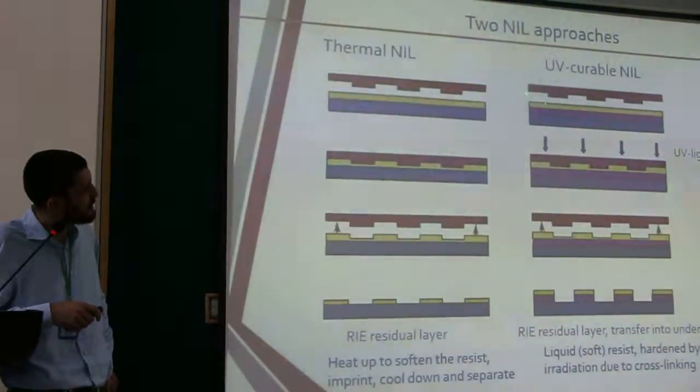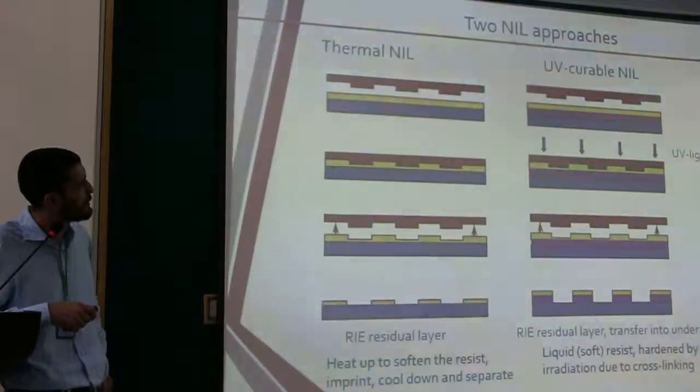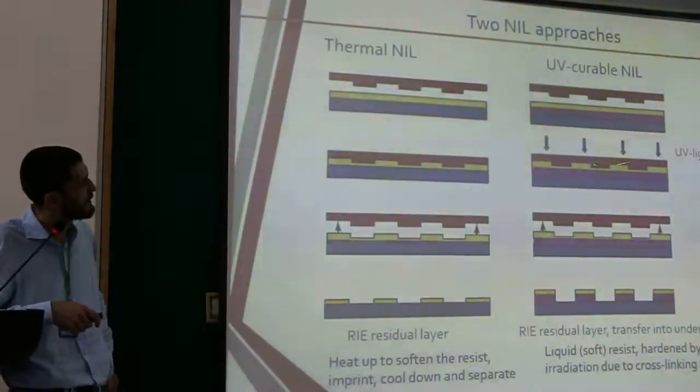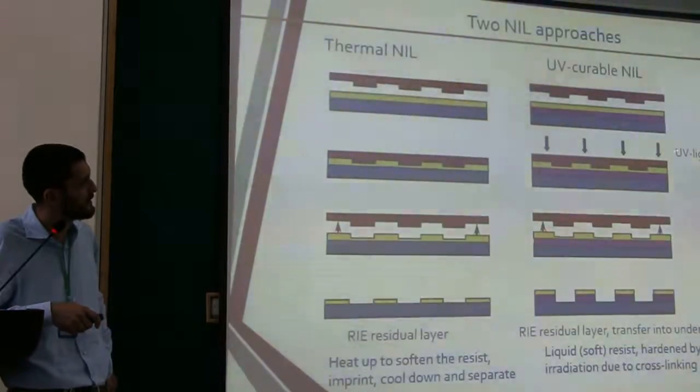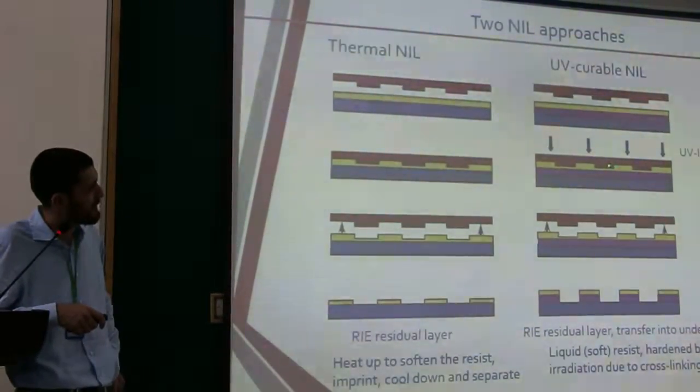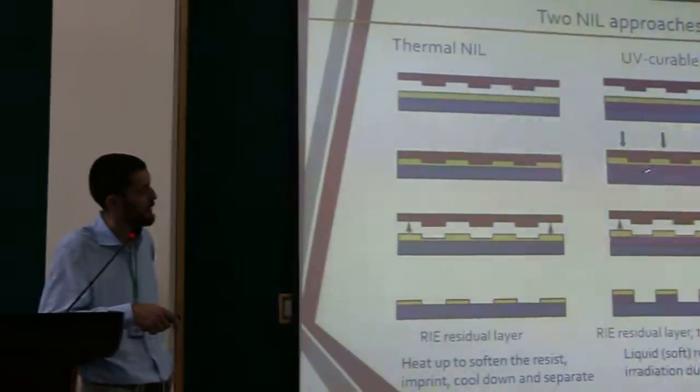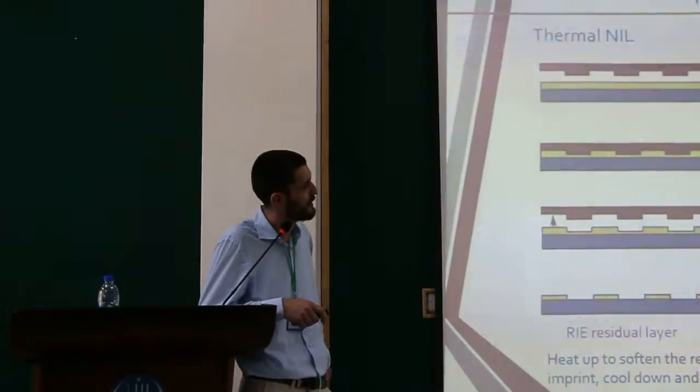The UV approach is not using thermoplastic polymer, but is exploiting the possibility to use curable resin. So when you are pressing the mold into the resin at ambient temperature, you then expose the resin with UV light. You can promote the cross-linking of the resin here, and you are again replicating the structure of the mold. Then you can release the mold and you obtain the final sample.